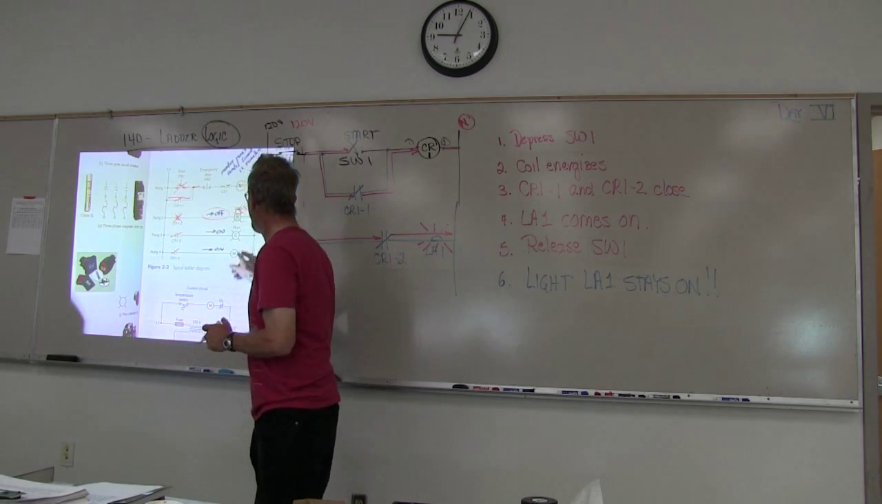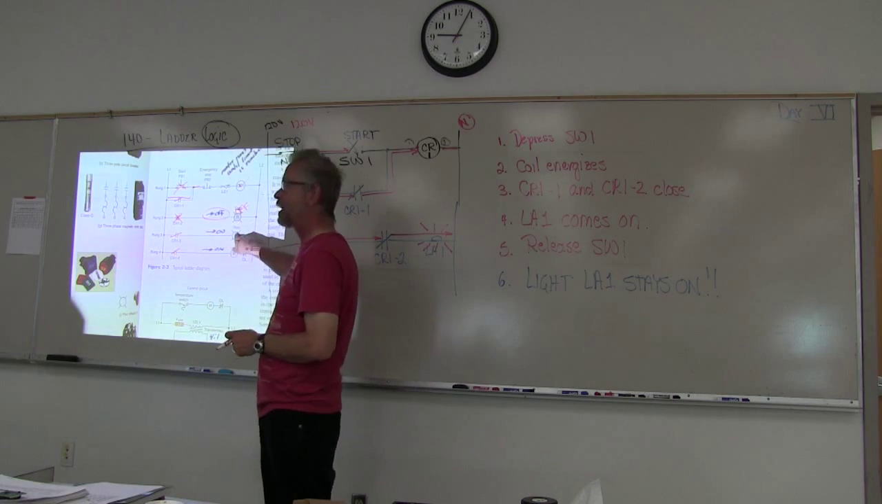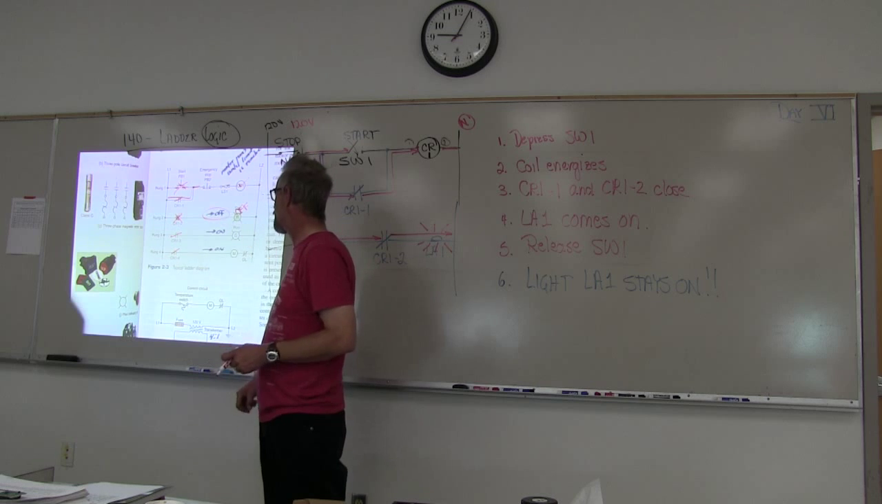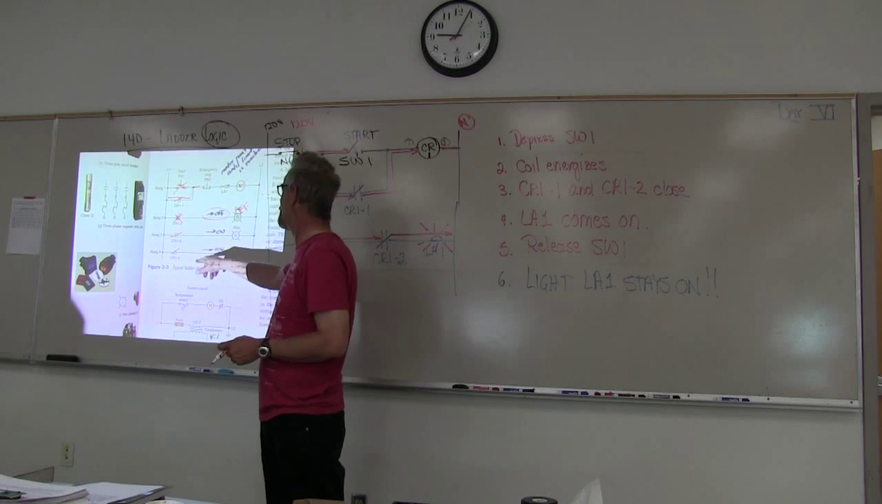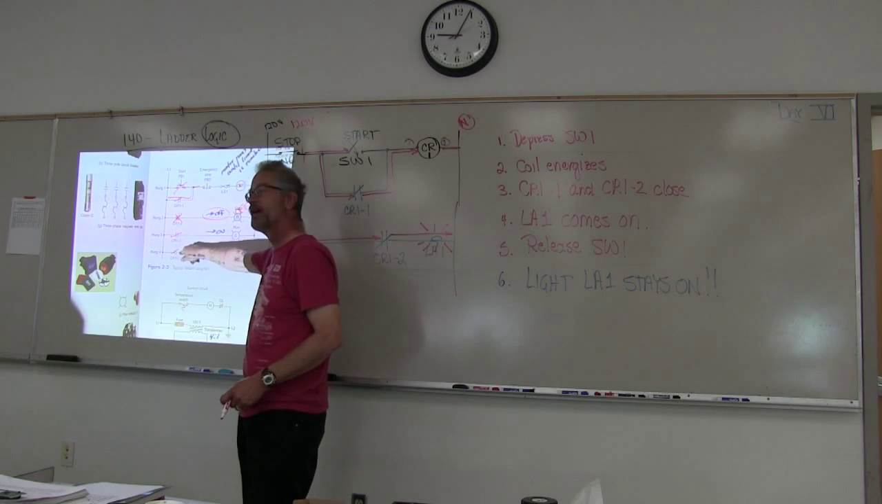Okay, so you have a green light probably that says that we're running, a red light that says that we're stopped, and the motor and the green light are tied together. When one happens, the other one happens.